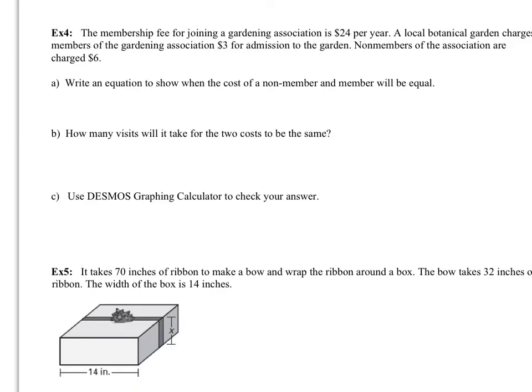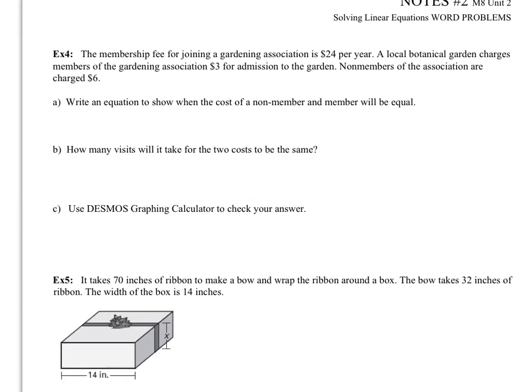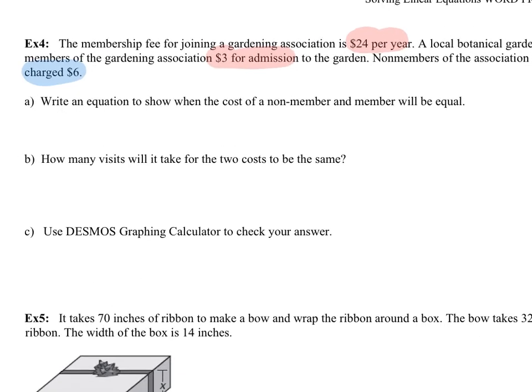So in example 4, we're comparing what it would take to be a member of a gardening association versus a non-member of a gardening association. It says that the membership fee for joining the association is $24 per year, and then it charges members $3 for admission. But if you're a non-member, you're charged $6, but you also don't have to pay that fee. So our first objective is going to be to write an equation to show when the cost of a non-member and a member will be equal.